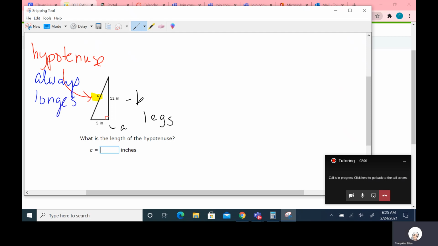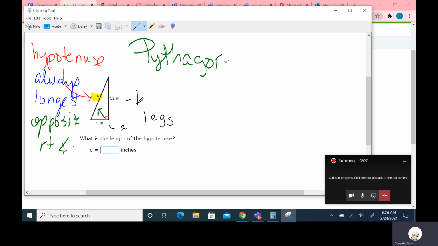And it is opposite the right angle. So like that, opposite. So the theorem is this. It's called the Pythagorean theorem: A squared plus B squared equals C squared.